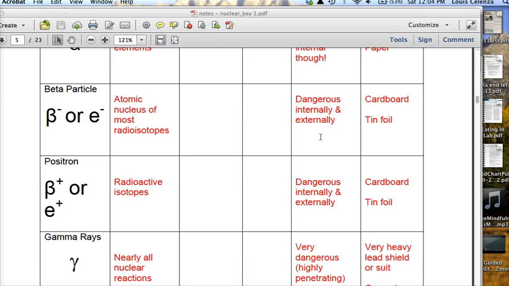The next one is a positron. A positron is a positively charged electron. It's called a positron as opposed to an electron. It still has 0 mass but has a +1 charge. What is needed to stop it is very similar to a beta particle.